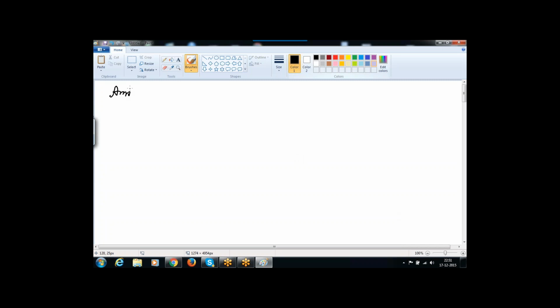Amino acid. Amino acid, the acid group is always C double bond O, OH. So there is one carbon. To that carbon, there is an acid group attached. Acid group is always C double bond O, OH.